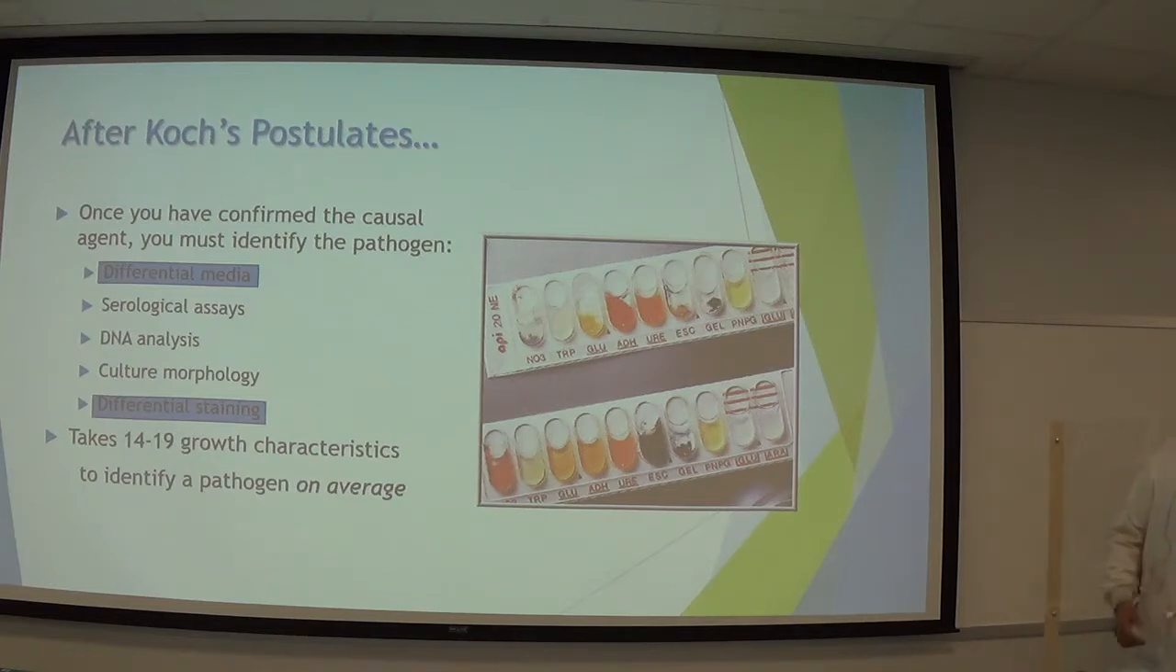Instead, we're working with differential media, which can serve a similar role as this. And we're also going to be doing some differential staining to be able to tell the physical differences between the bacteria, rather than the metabolic properties. And just for your information, it can take 14 to 19 growth characteristics to identify a pathogen on average.